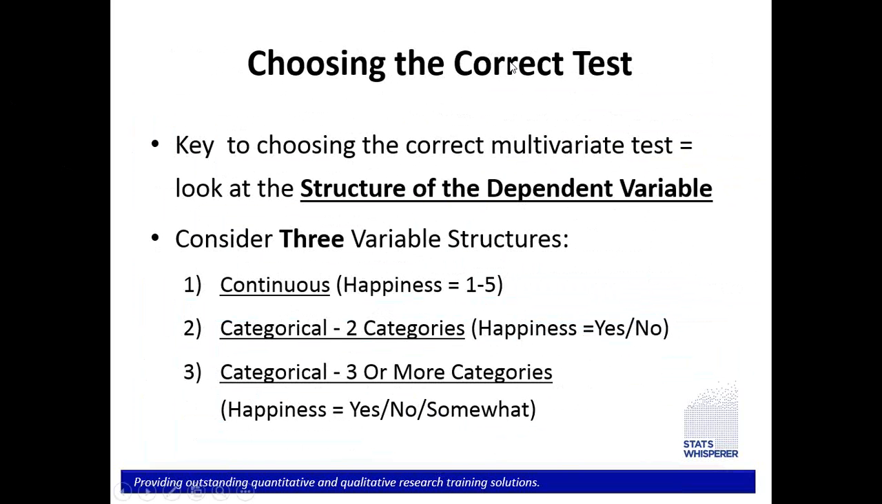So again, the key to choosing the correct multivariate test is to look at the structure of the dependent variable. We'll consider three variable structures. The first one's continuous, such as our happiness measured on a continuous scale of 1 to 5. Two, a categorical variable with two categories, such as happiness, yes, no. And three, a categorical variable with three or more categories, such as happiness, yes, no, or somewhat, in between yes and no.